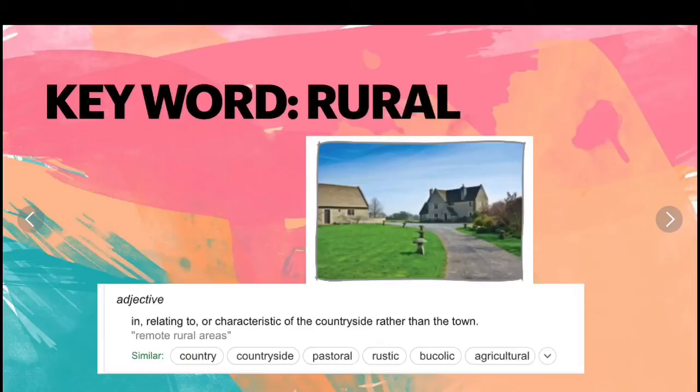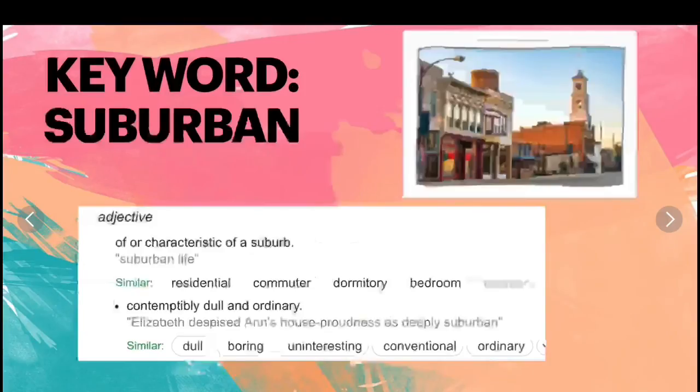To several ideas. The other one will be rural. Rural is an adjective, in relating to or characteristic of the countryside rather than the town. Or be like a rustic or countryside part, like the country. It's where you see more agriculture, you see grass, you see small houses. There's no use of internet. It's more rustic.